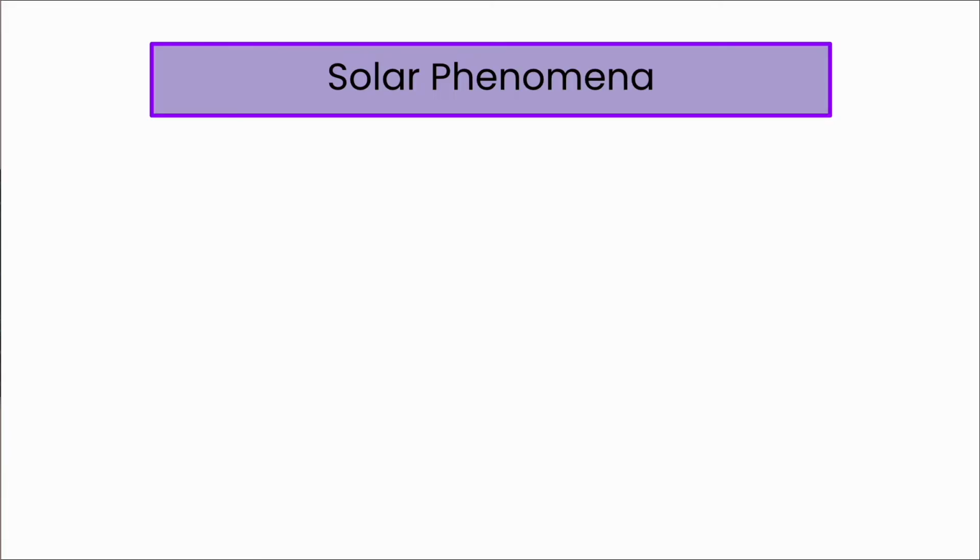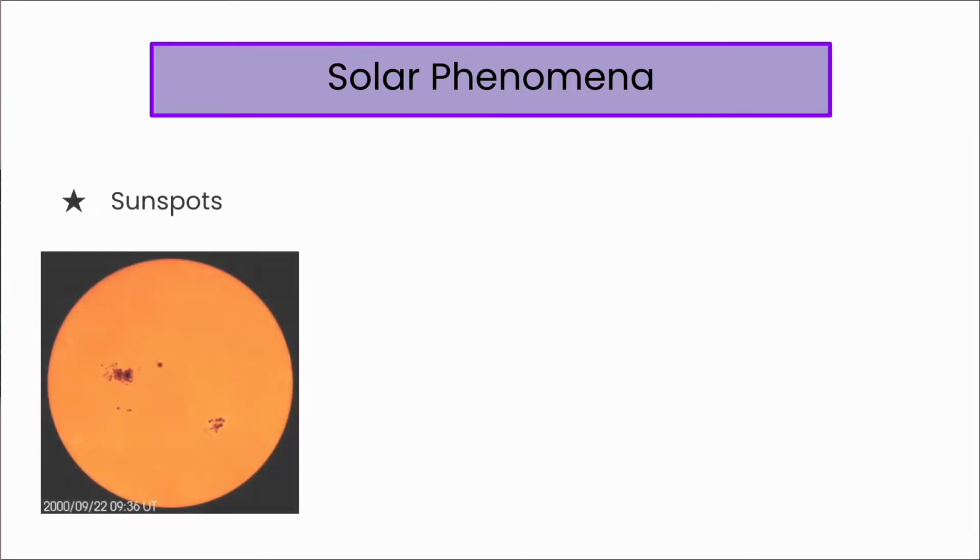Now we're going to look at a few solar phenomena, and these are pretty neat. The first one is sunspots. A sunspot is just what it sounds like. It's a dark spot on the sun. They're formed as heated material rises, reaches the surface, cools, and then sinks back. They are not constant. They appear and disappear as magnetic fields move.